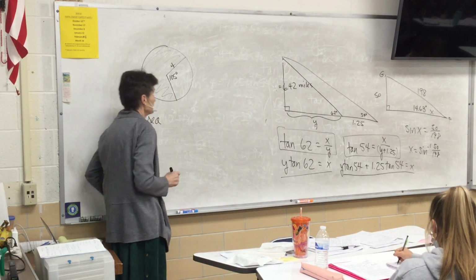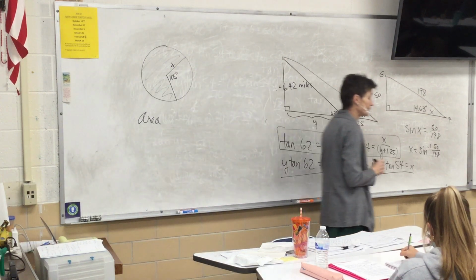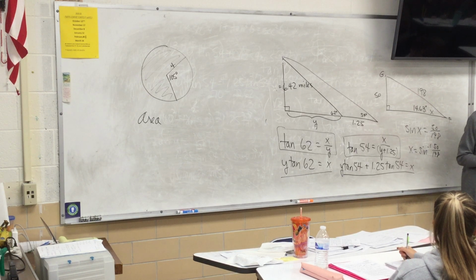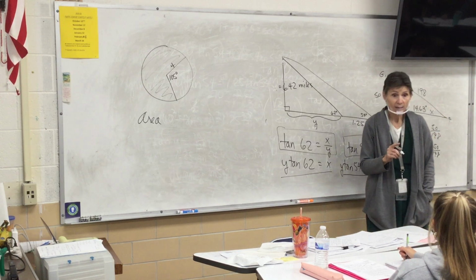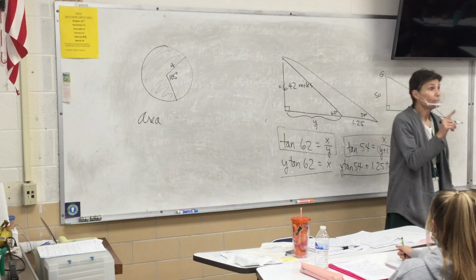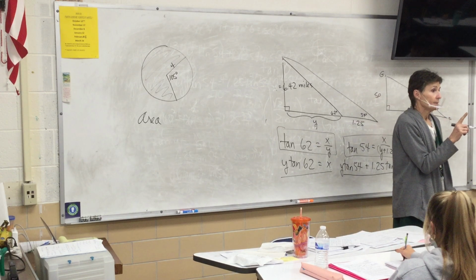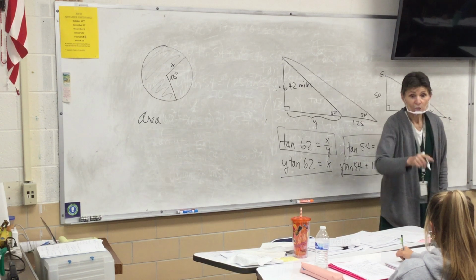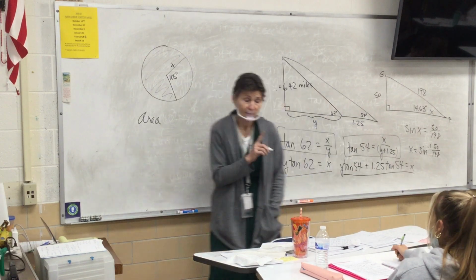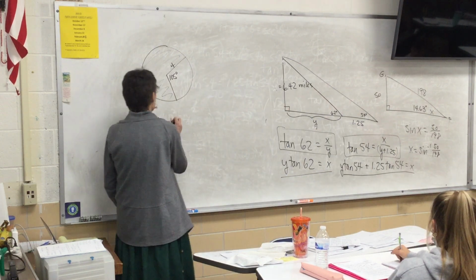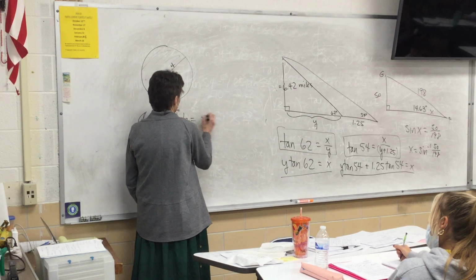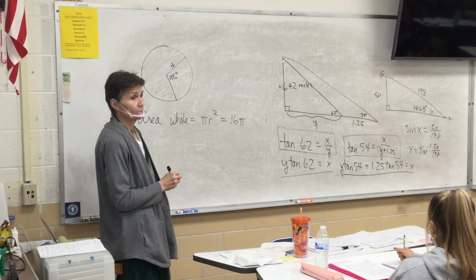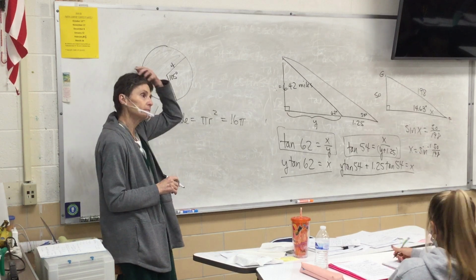All right. Anybody have an idea how to do the area of the shaded region? 2 pi r? Now, 2 pi r is not an area. 2 pi r is circumference. And we use that on some problems. But this one is area. What's our formula for the area of the whole circle? Pi r squared, which would be 16 pi. Right? The whole circle is 16 pi.